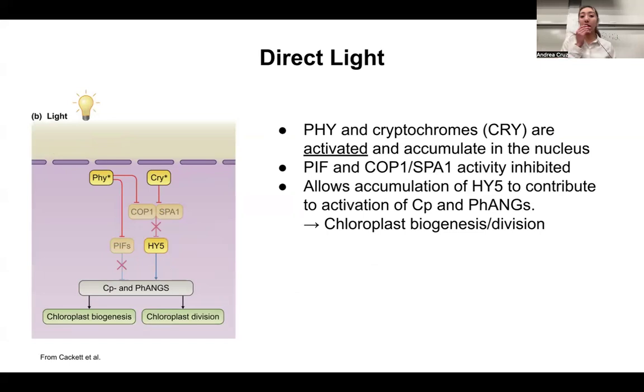So when we are in direct light, the phytochromes and the cryptochromes, the Cry, are activated and they can accumulate in the nucleus. When this happens, as we can see, phy inhibits the PIFs and the COP1, whereas Cry inhibits the SPA1. So with this complex being inhibited, we now allow for the activation of HY5. This contributes to the activation of the genes that allow chloroplast biogenesis and chloroplast division.